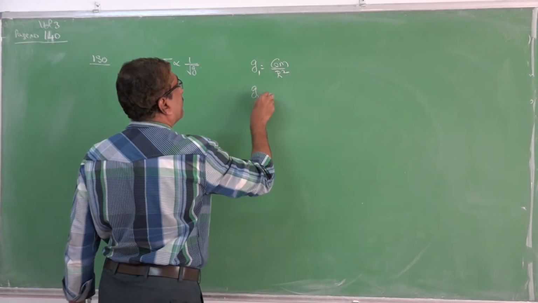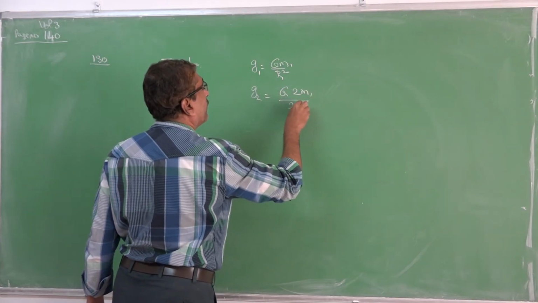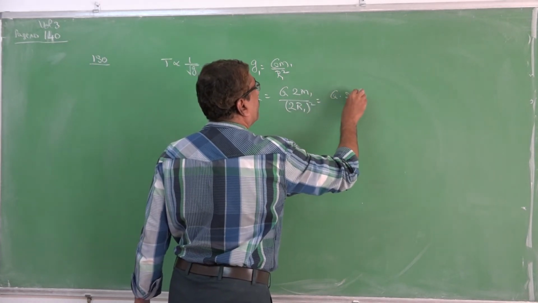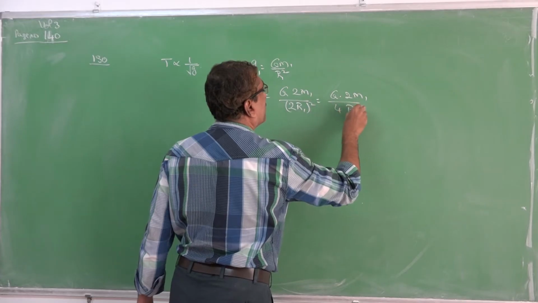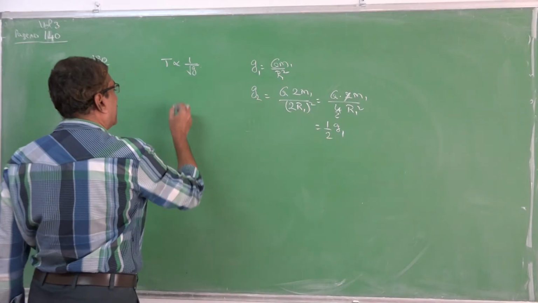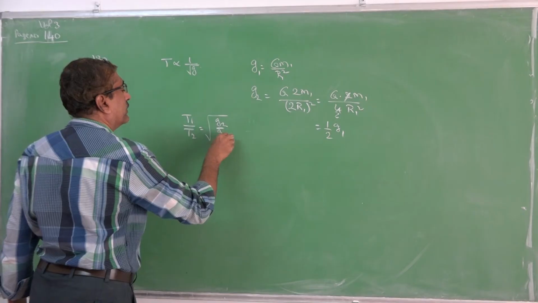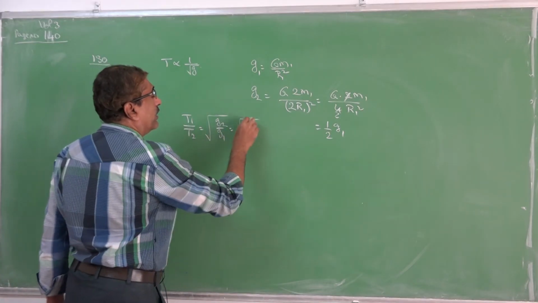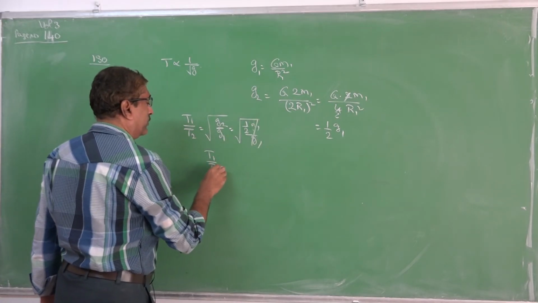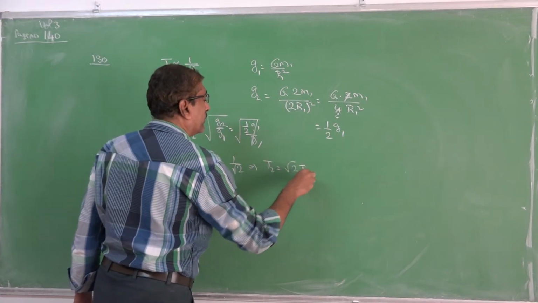So g2 is equal to, given, G into 2M1 by 2R1 whole square. That is G 2M1 by 4R1 square. That is 1 by 2 g1. So writing this in the equation, T1 by T2 is equal to square root of g2 by g1. That is square root of half g1 by g1. So T1 by T2 is equal to 1 by root 2. So T2 is root 2 into T1.